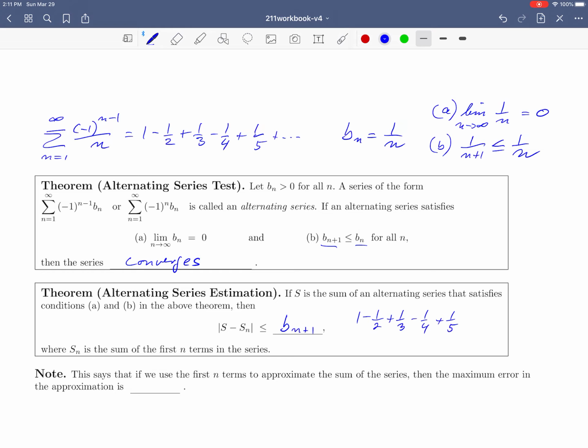So in our example, if we started with 1 minus 1/2 plus 1/3 minus 1/4 plus 1/5, and we wanted to know how good is this approximation to the actual value of this alternating series, what we can say is, well, I don't know exactly what that value is, but I know I'm off by no more than whatever the next term in the series would be. And so the next term would be minus 1/6, and so I'm off by no more than 1/6.